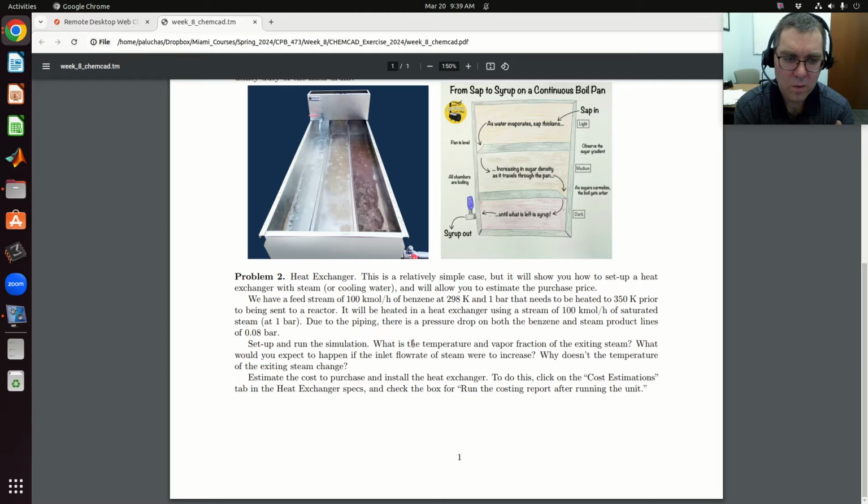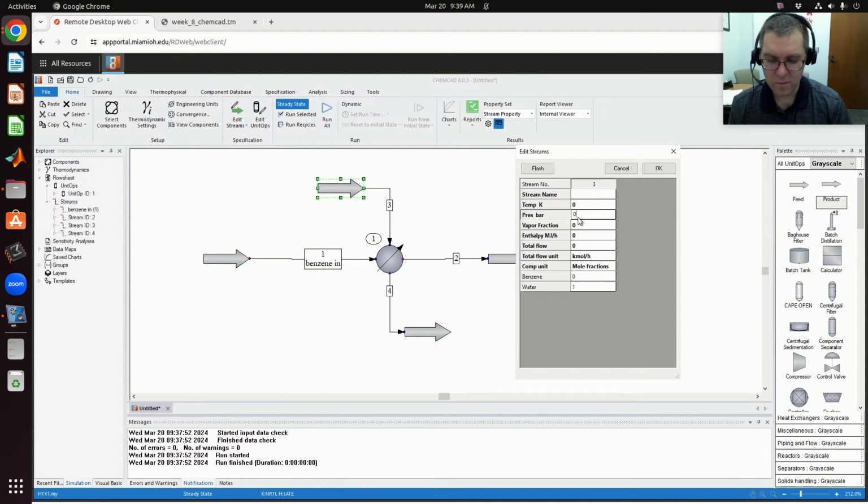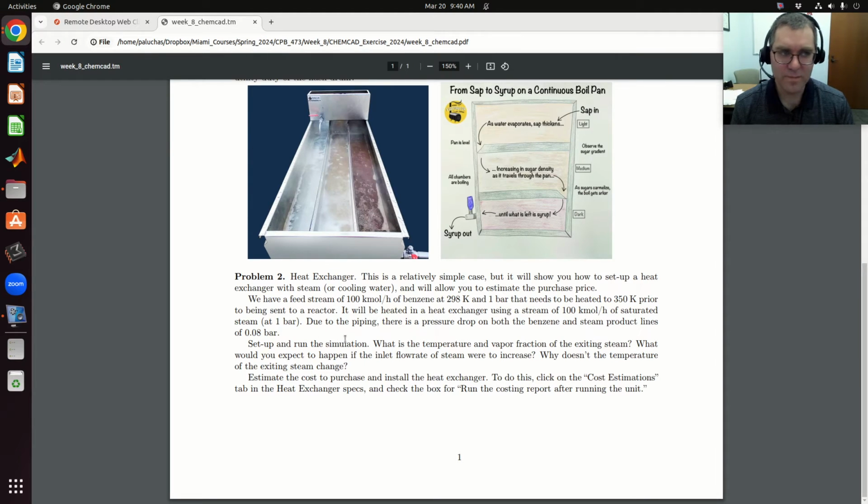So we are told that we have saturated steam at 1 bar. Okay, so it's at a pressure of 1 bar. Now it's saturated steam, so how do we get that temperature? Well, I've already specified it's pure water, so I'm going to specify that it has a vapor fraction of 1 at a pressure of 1 bar. Then I flash it, and it gives me the corresponding saturation temperature. So at 1 bar, the saturation temperature of water is 372.757. Okay, so that's saturated steam, or the saturated vapor phase of steam.